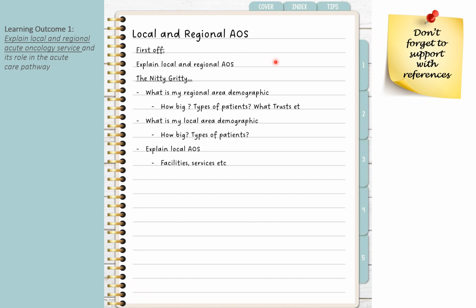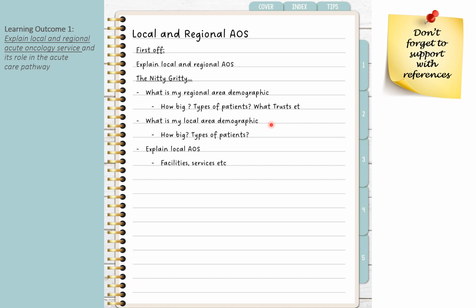So what's the regional area demographic like? How big is it? What types of patients do they look after? What trusts are incorporated within that regional area demographic? And then moving slightly further down into the smaller local area demographic, again, how big is it and what type of patients? And you might want to say how the local area fits within the regional area.